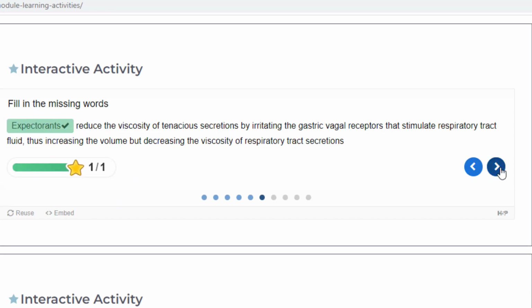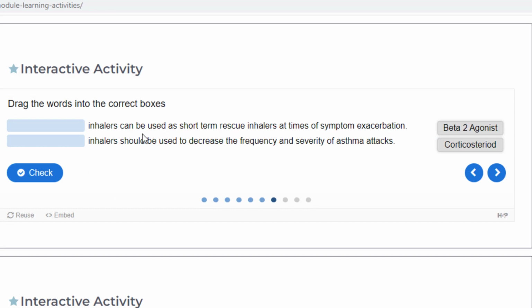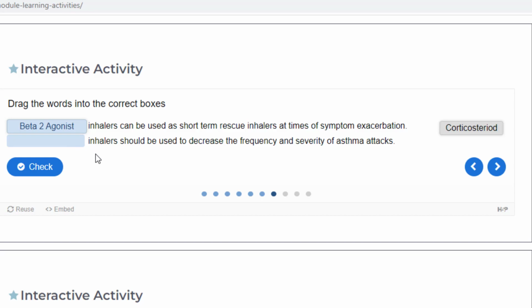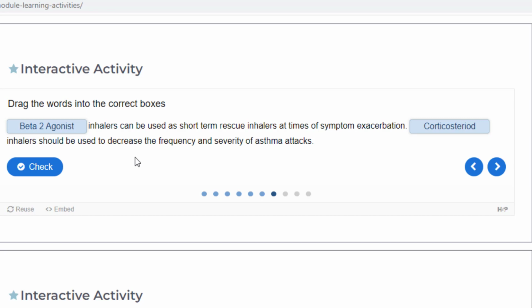Okay. All right. Drag the words into the correct boxes. Okay, so this is a good review of how we should do this. So blank inhalers can be used as a short-term rescue inhaler. So we would think of an example like albuterol. Blank inhalers should decrease the frequency and severity of asthma attacks. So now we're going to think of something like Advair, which has fluticasone in it. Salmeterol as well. Okay, so we would put the beta-2 agonist here. That's the rescue inhaler like albuterol. We put the corticosteroid inhaler here. That would be used to decrease the frequency and severity of asthma attacks.